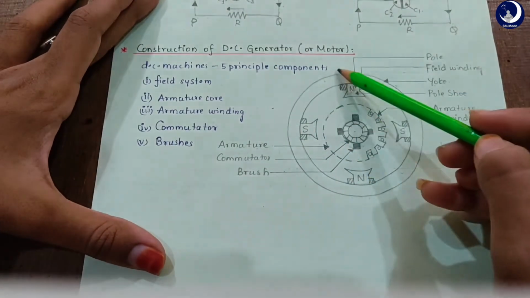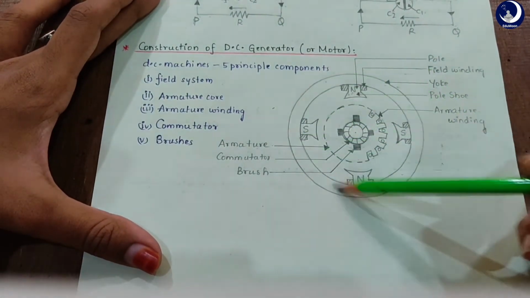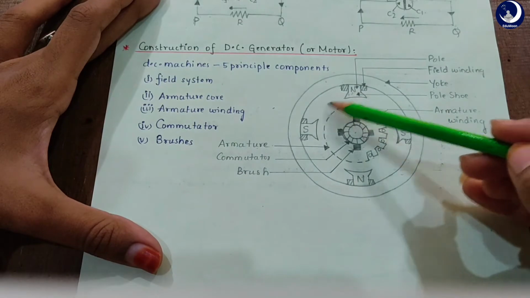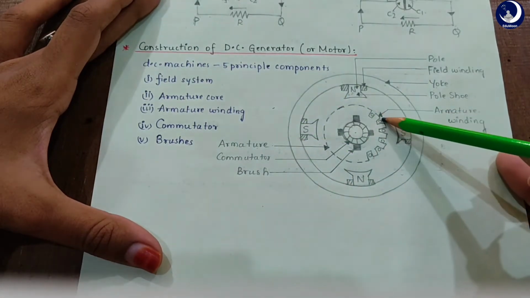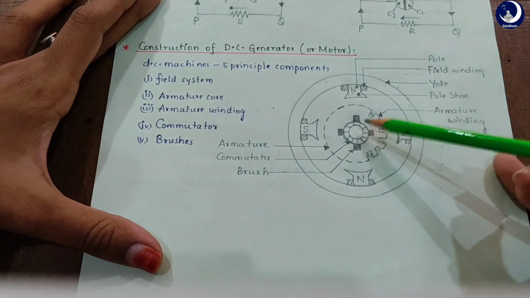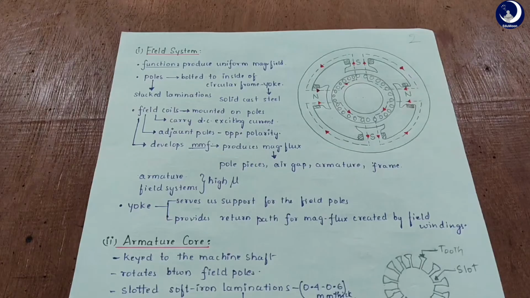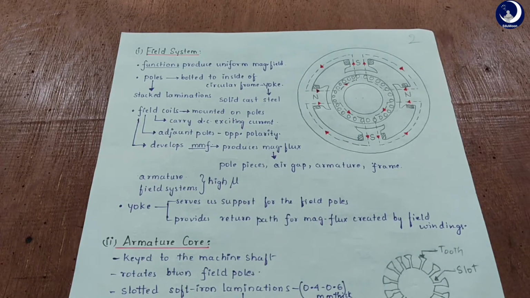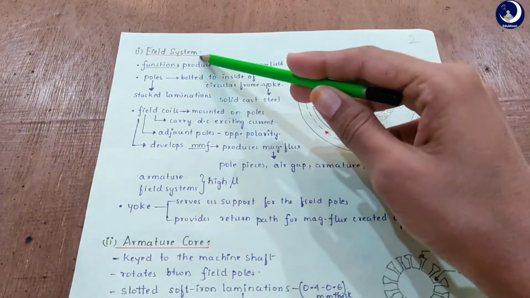So what are the 5 principal components? They are the field system, then the armature core, then the armature winding, commutator, and the brush. So now let's discuss the first component of the DC machine, that is the field system.